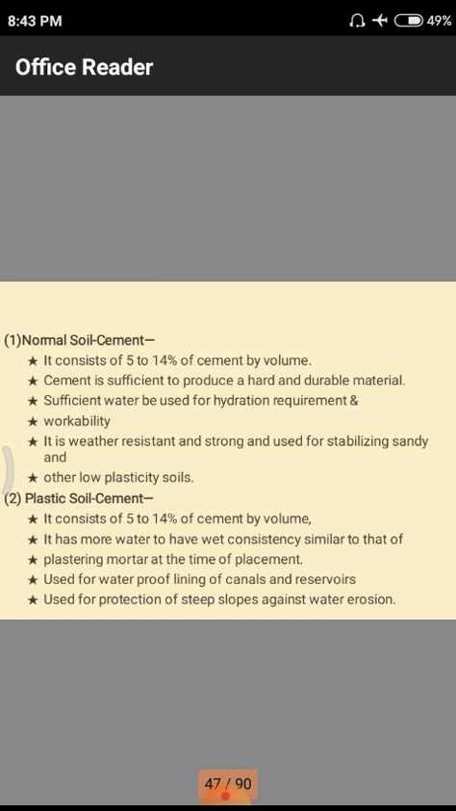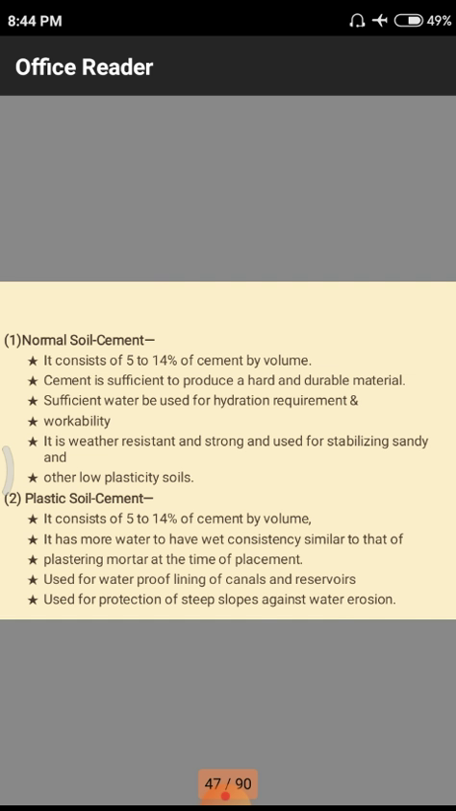Likewise here also, whenever we use more quantity of water, this cement and surrounding particles will form a slurry, and that slurry we have to adjust and place within the time period, and it is used for waterproof linings of canals and reservoirs. That means canals and reservoirs as a waterproofing material.